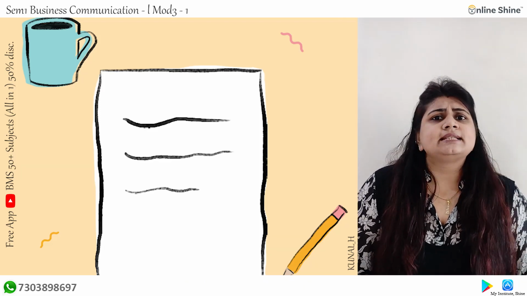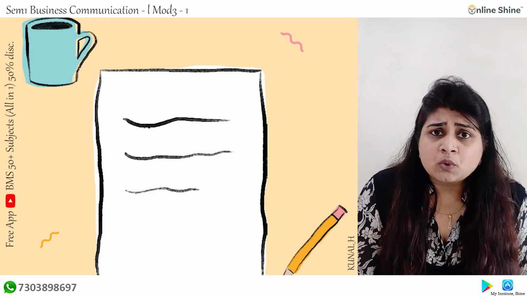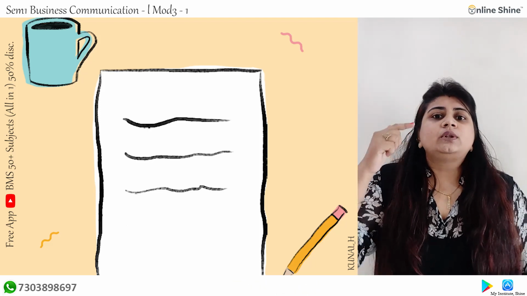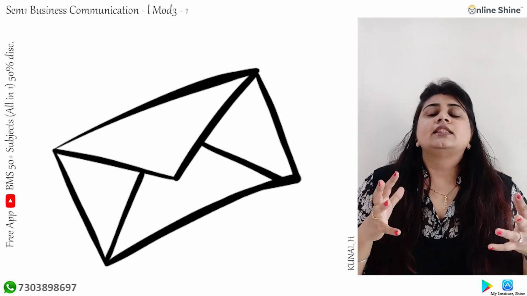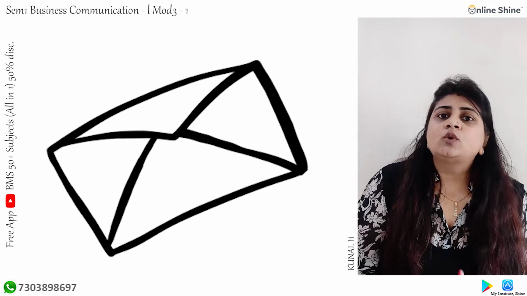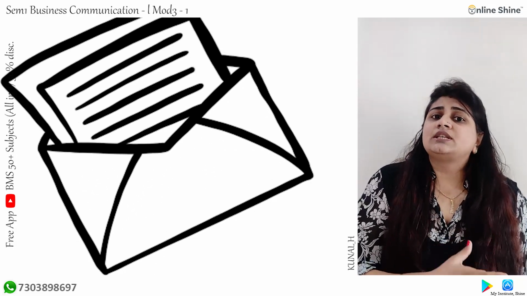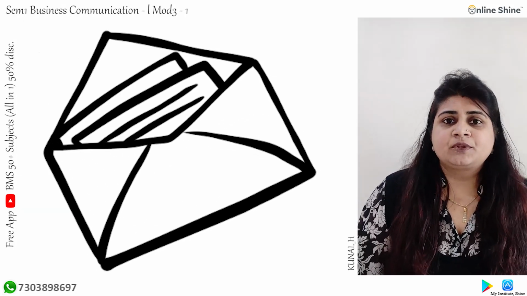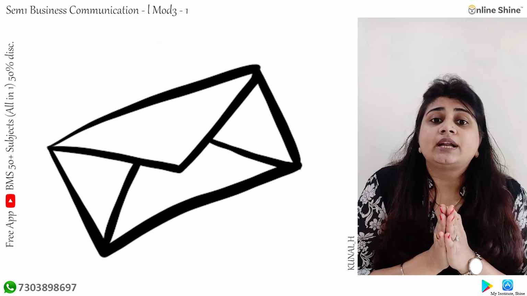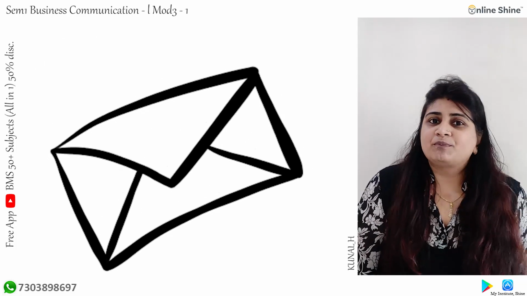Now, broadly speaking, a business letter can be divided into two parts. One is the obligatory part, that is the compulsory part. Without these certain heads in the business letter, the letter is incomplete. And then we have something known as the optional part. Depending on what kind of correspondence we have to communicate with the receiver, we can use these parts to complete the business letter. So let's start with understanding the 7 important parts that are the compulsory parts of a business letter.